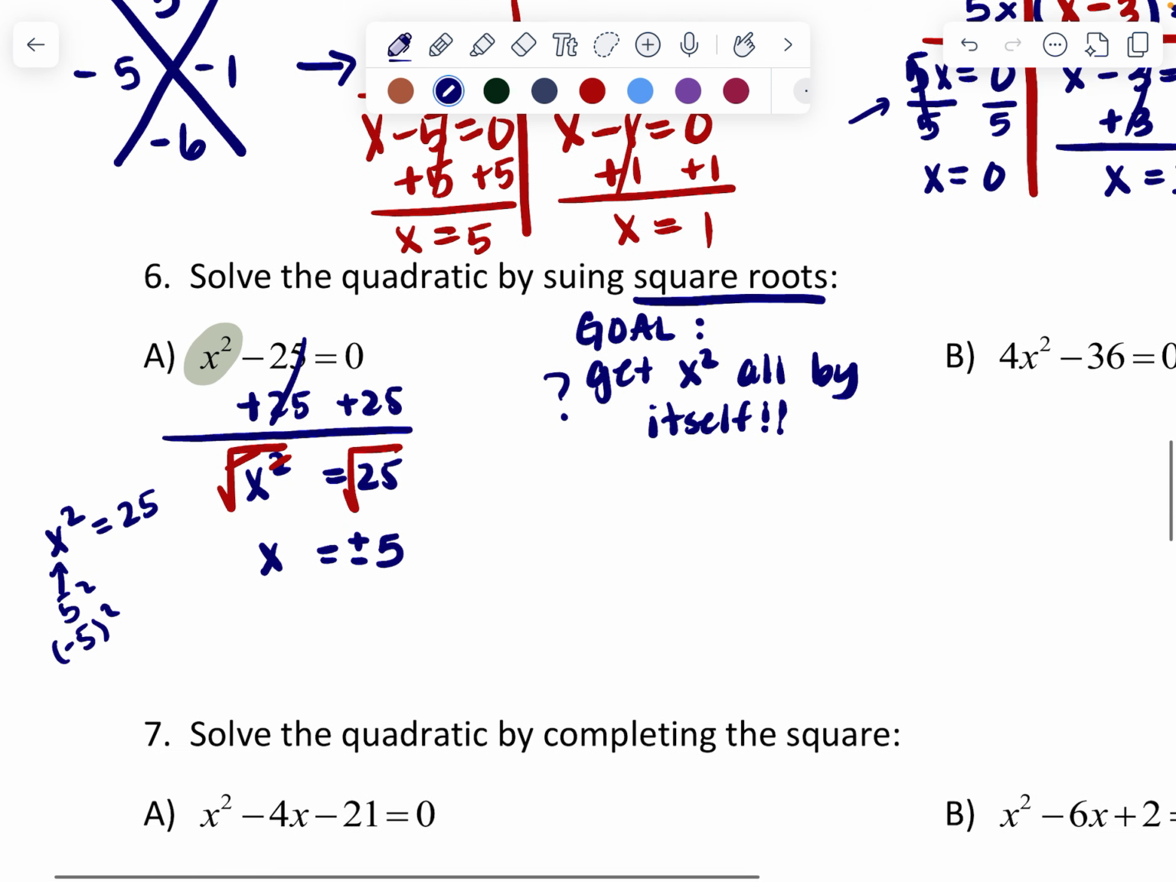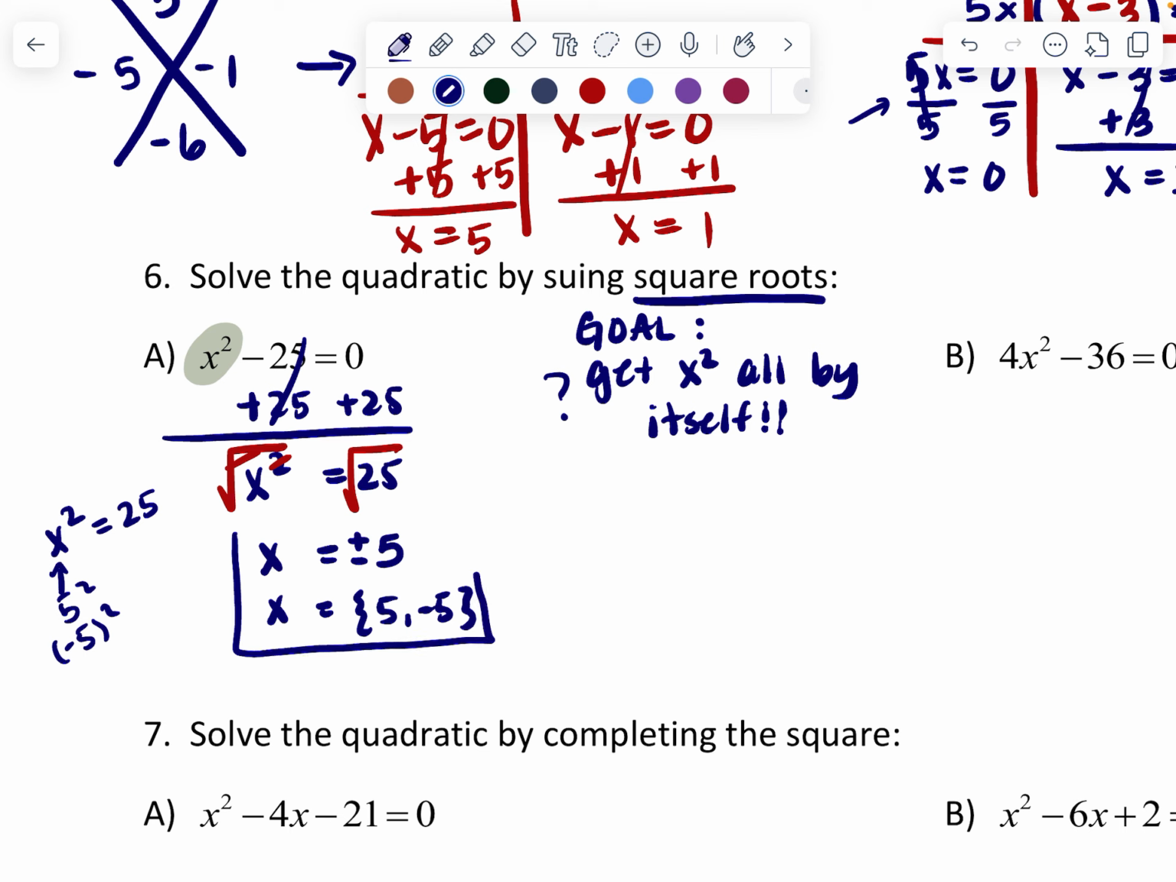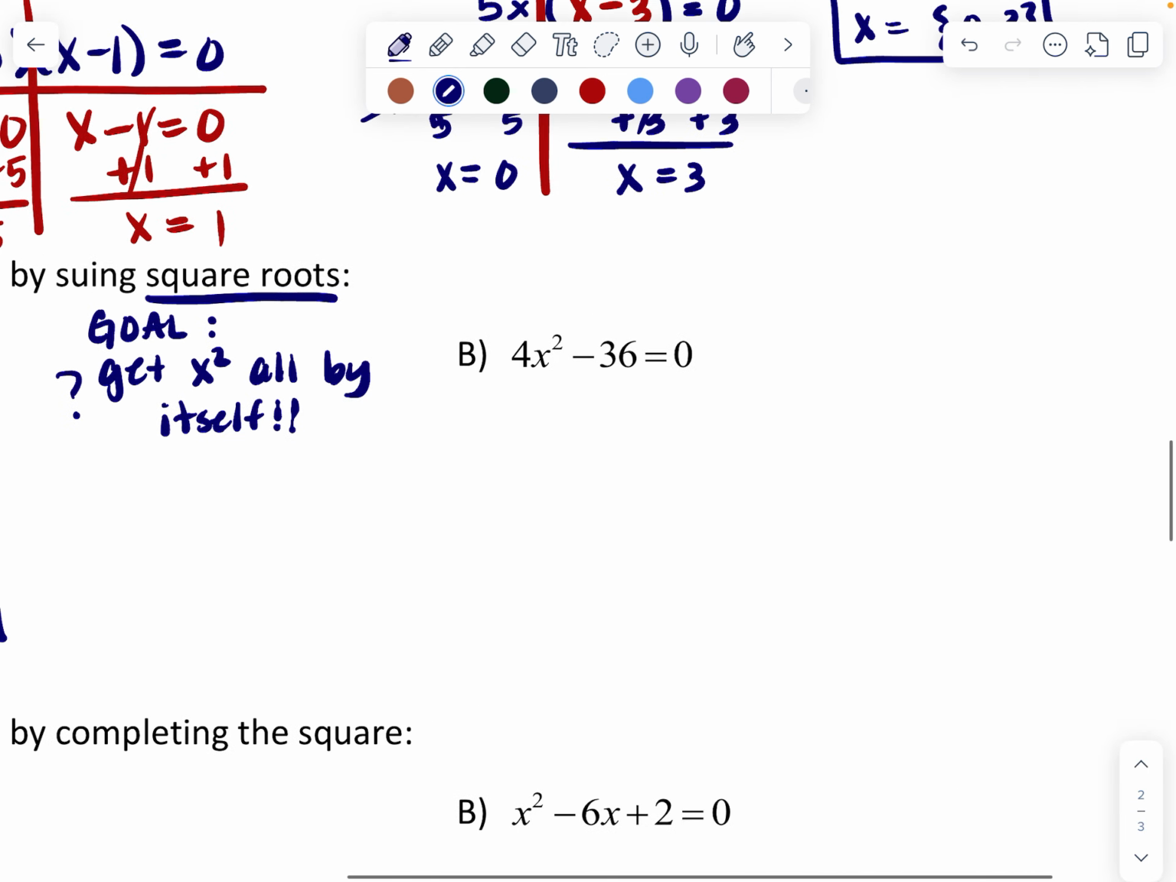Now, you can write the answer this way, or you can write it as set notation again. You can go 5, negative 5. Either way is completely acceptable. Only for this one, I almost prefer that just because it's a little bit faster. Okay, let's look at B. Now, you guys, if you're like, wait, I think I can do this, why don't you pause the video and try to maybe do it by yourself?